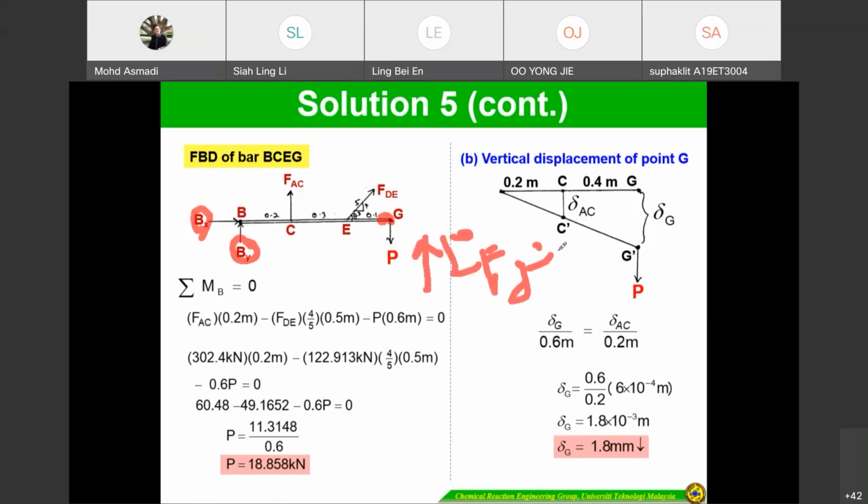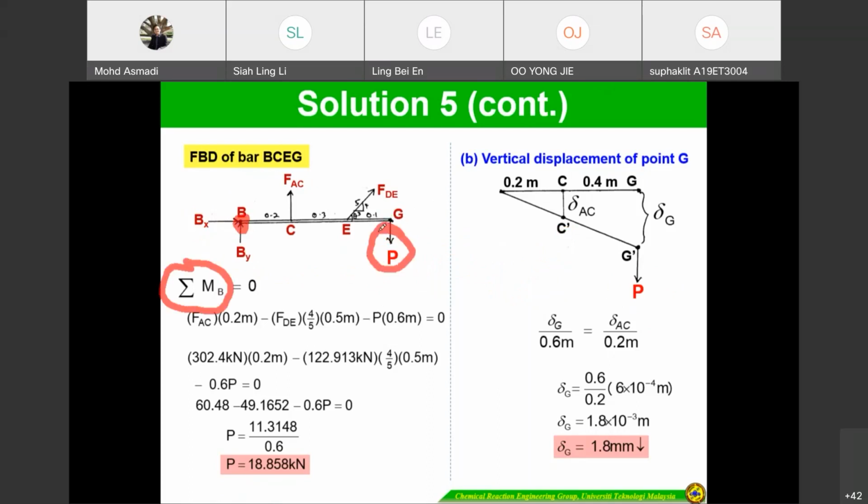Or you can use total Fx or total Fy also, but you have to determine By first. There are two unknowns here actually. So the easiest way to reduce the number of unknowns is to use total MB, moment at point B, because this one is going to be 0. Then we only have one unknown, so directly we can determine P. If we do a moment at point B, FAC we know, FDE we know, we just determine P. So we can get the value of P.